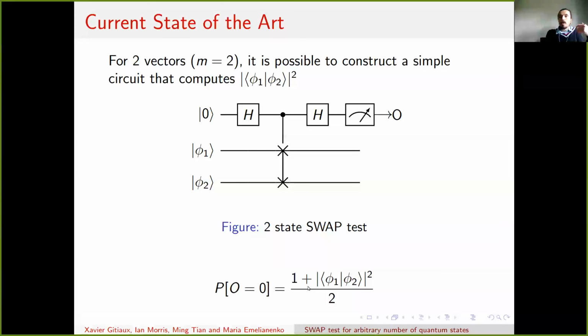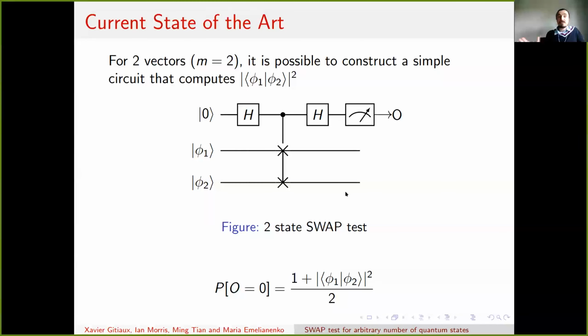In fact, it's 1 plus the square of the overlap divided by 2. And so we do a simple test when we only have two vectors. We just built this test with this gate that's called a control swap gate because it's controlled by an auxiliary wire, and then with the measurement on the top. So one measurement on the top wire, and the probability to observe a 1 relates nicely to the inner product.